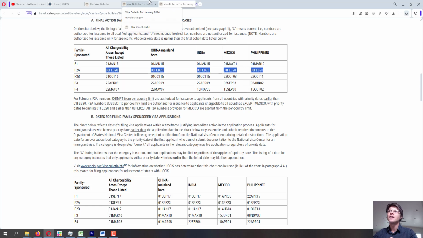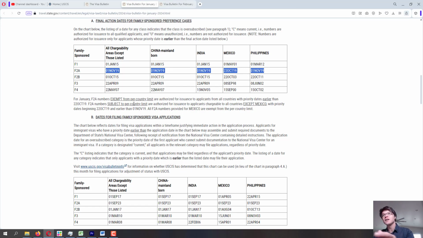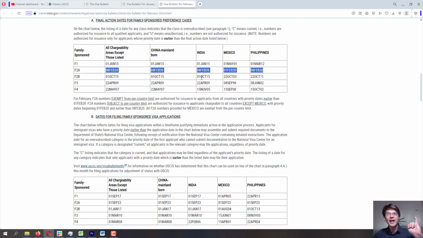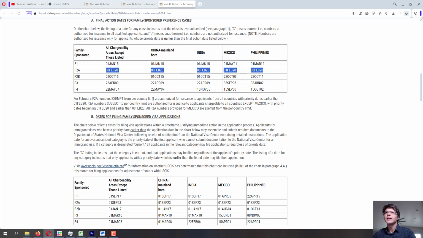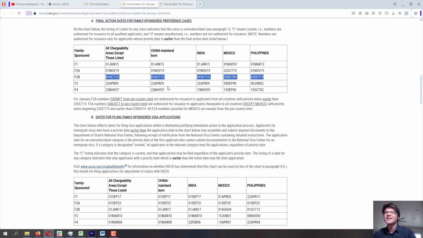So in 1 month from January to February, we have November, December, January, and February. We have approximately 3-4 months of movement in 1 month, fantastic news. So for everyone in F2A, great news for you guys. Okay, let's move on to the next one, F2B now. I'm gonna highlight F2B here, and I'm gonna highlight F2B in February. So this is January, October 15, October 15, October 15.